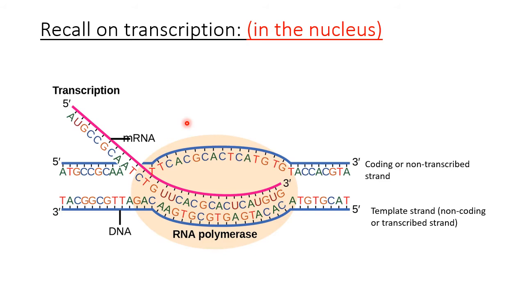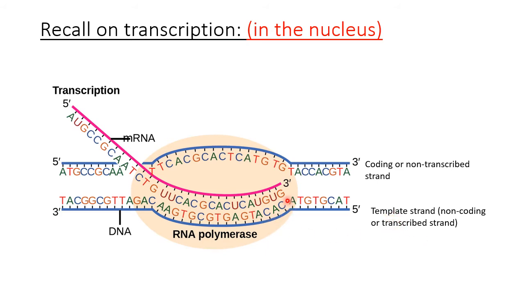How does transcription occur? First, we have two strands of DNA, 5' 3' and 3' 5'. They are complementary. One is called coding or non-transcribed, and the other is called template, which is non-coding or transcribed strand. Now, mRNA will be synthesized by RNA polymerase enzyme. It is complementary to the strand that is the template or transcribed.